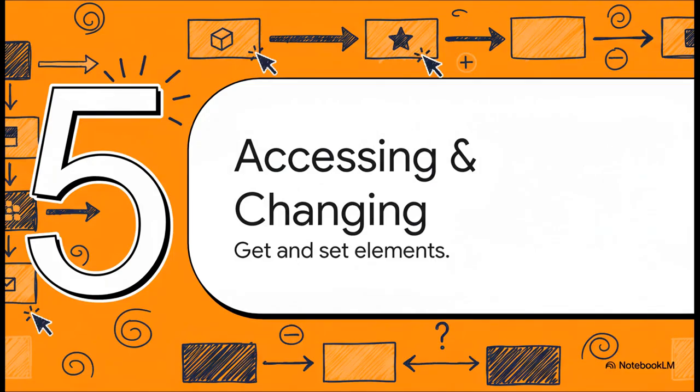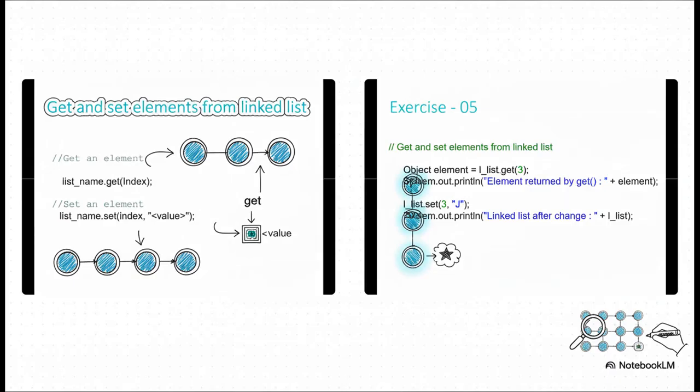Okay, last but not least, let's see how you can reach into the list, grab a specific item, or even change it to something totally new. This is how you really interact with the data you've already stored. So, over on the left, you've got the tools. .get to fetch an item by its number, and .set to update an item at a certain spot with a new value. And then on the right, you can see them in action in a real exercise.